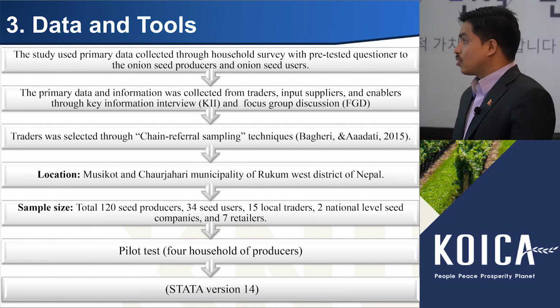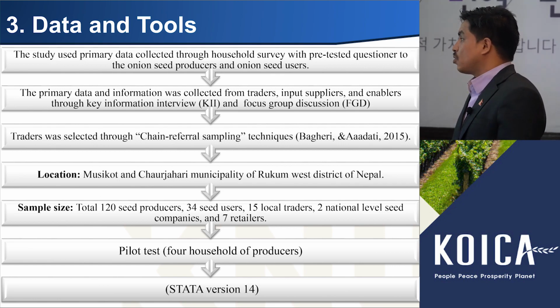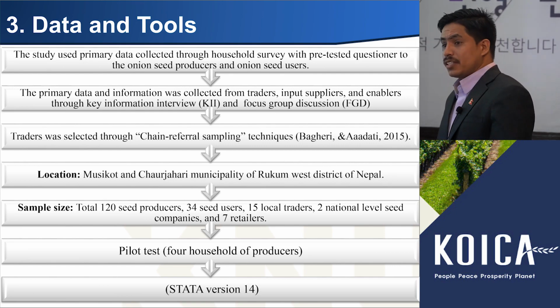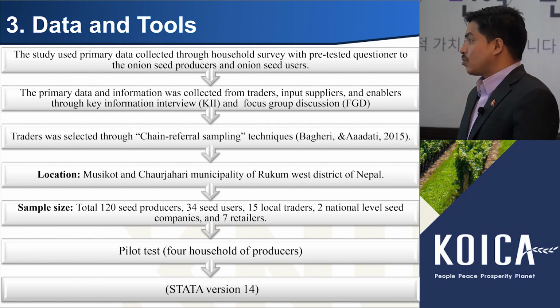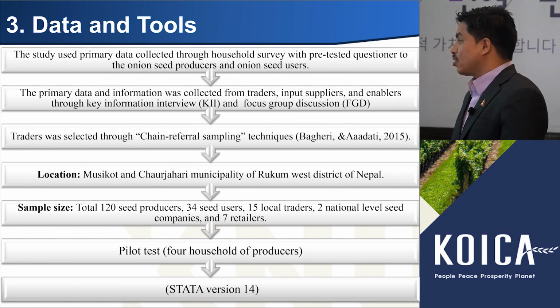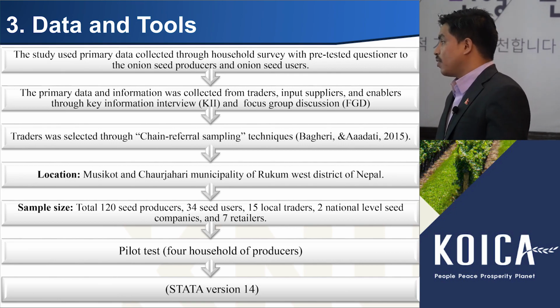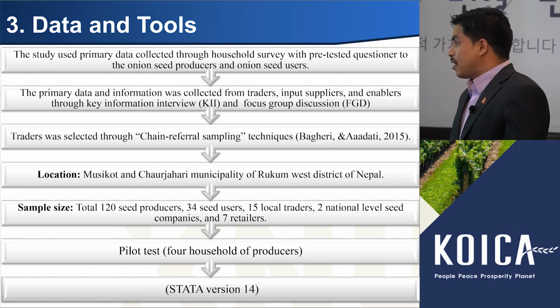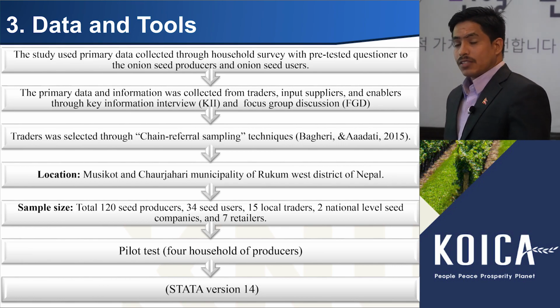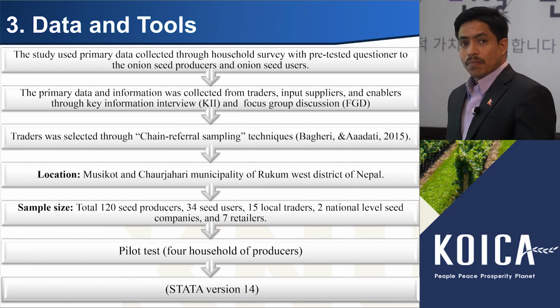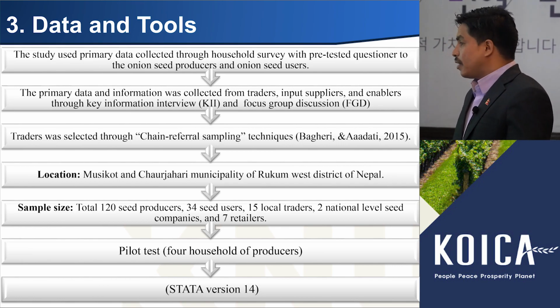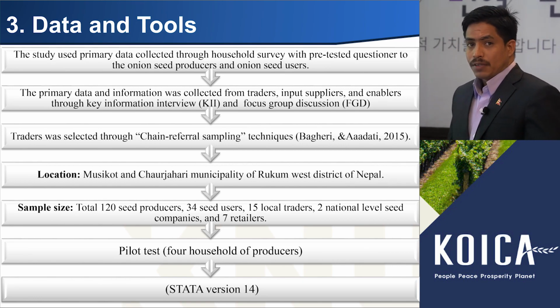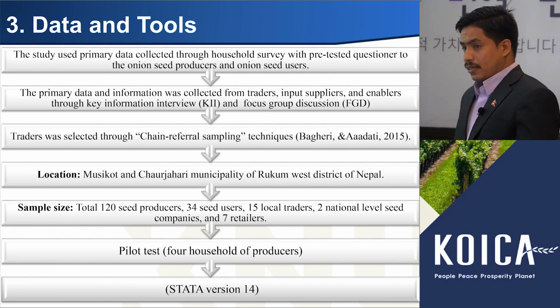My research location I already mentioned: Musikot and Chaurjari municipality of Rukum West district. The sample size was 120 seed producers, 34 seed users, 15 local traders, 2 national level seed companies and 7 retailers. A pilot test was done before the survey. MS Excel and Stata version 14 were used to analyze the data.